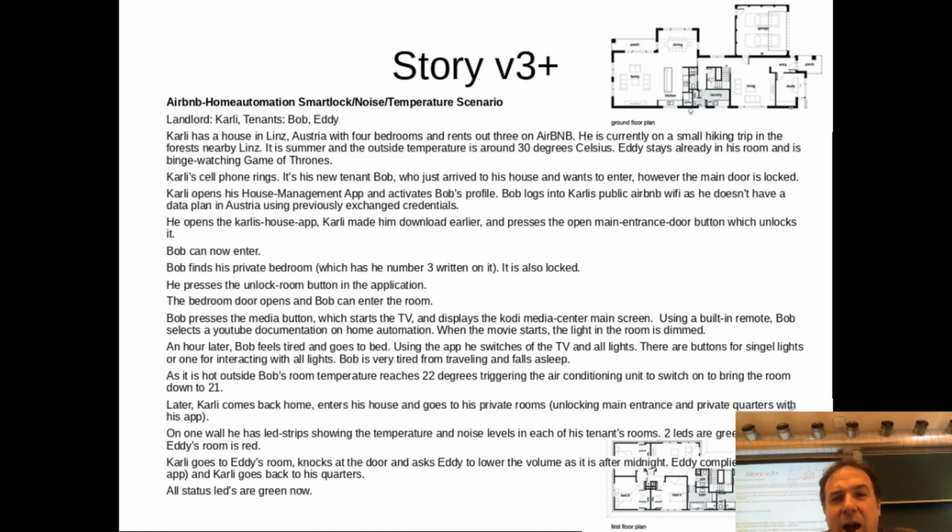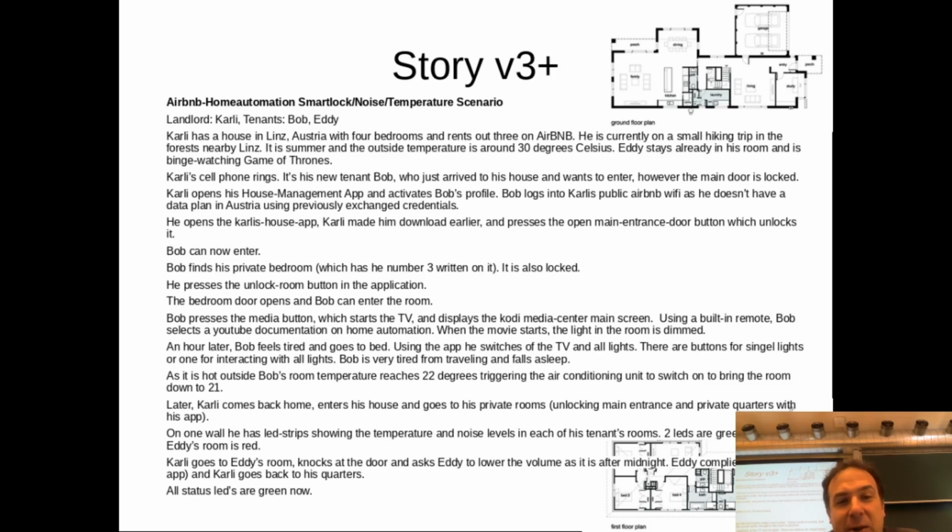It's his new tenant, Bob, who just arrived at his house and wants to enter. However, the main door is locked. Carly opens his house management app and activates Bob's profile. Bob logs into Carly's public Airbnb Wi-Fi, as he doesn't have a data plan in Austria, using previously exchanged credentials. He opens the house app Carly made him download earlier and presses the open main entrance door button, which unlocks it. Bob can now enter.